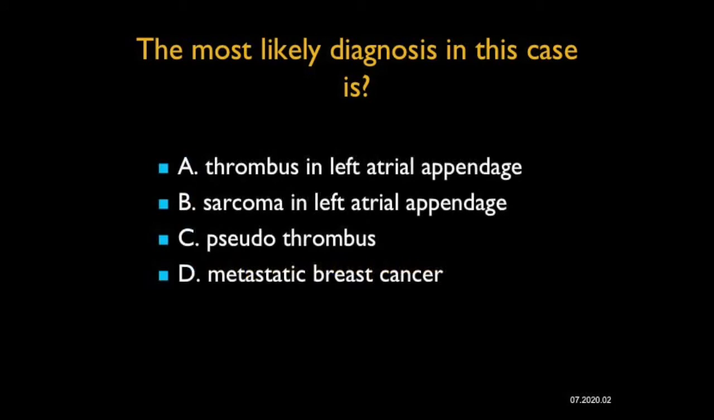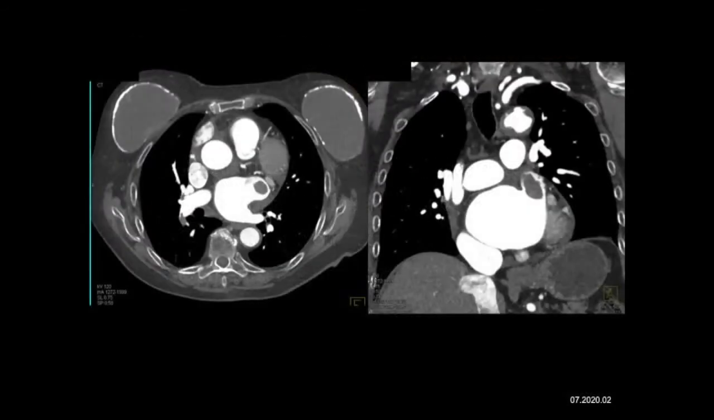In this next case, I ask, what is the best diagnosis? You can see a filling defect in the region of the left atrial appendage. Now, sometimes you can get fooled. Filling defects can be due to flow related, particularly with poor cardiac output or a large left atrial appendage. Occasionally you get tumors involving the left atrial appendage, but they're irregular, so this is not a sarcoma.